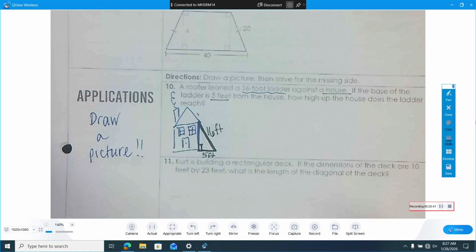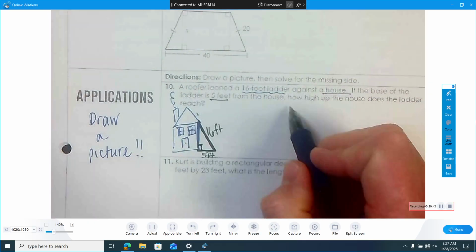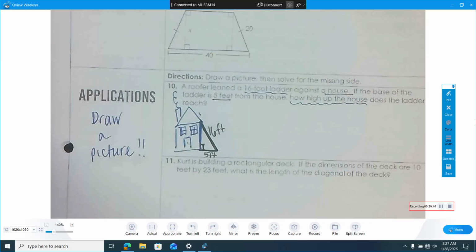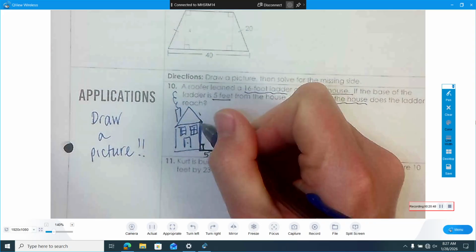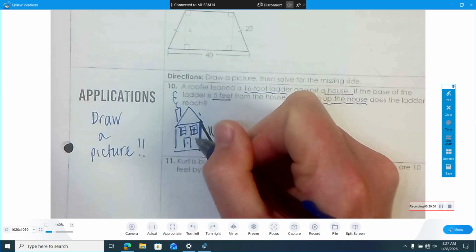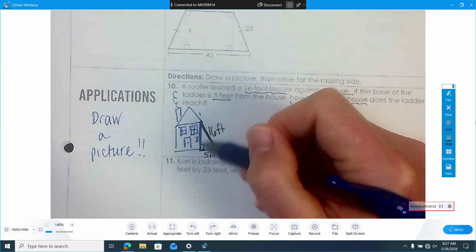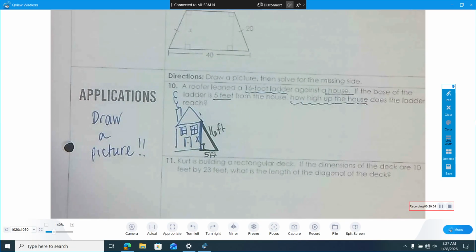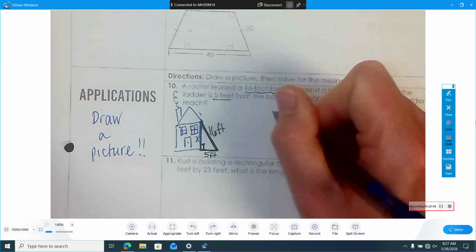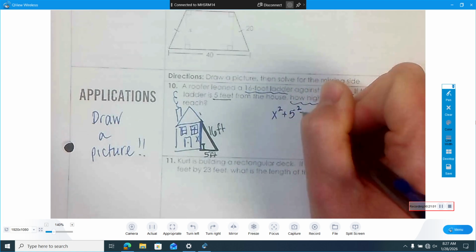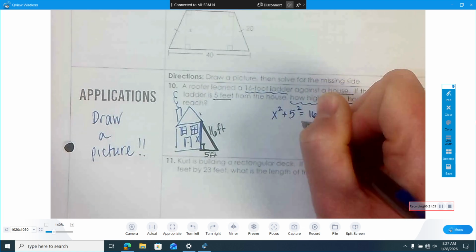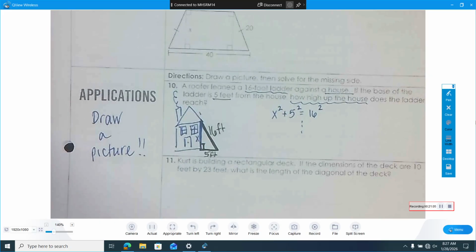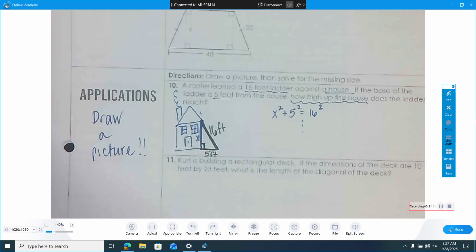And so, if this is my triangle, how high up the house does the ladder reach? Well, assuming we want to know to the top of the ladder, that would be X right there, the height. What's my setup? X to the power of 2 plus 5 to the power of 2 equals 16 to the power of 2. Beautiful. And we can solve from there. So draw a picture. Make it interesting. Really take the time to understand what's going on, and you'll be much better for it.